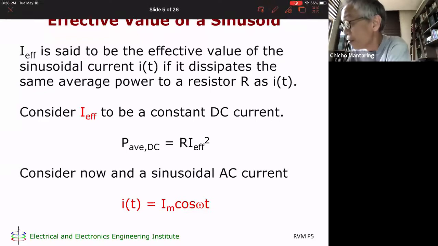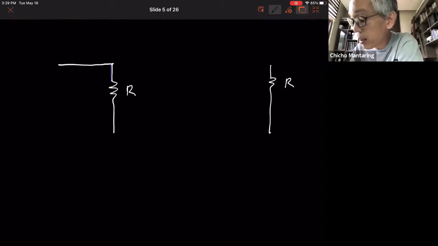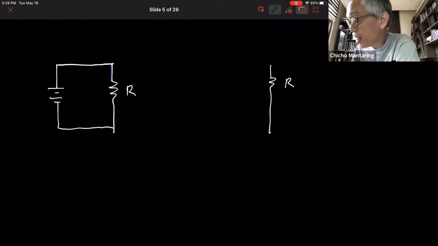Maybe I can illustrate it this way. So let's say I have a resistor R. The same resistor R here. Dito, ikakabit ko sa DC source. Dito, ikakabit ko sa AC source.